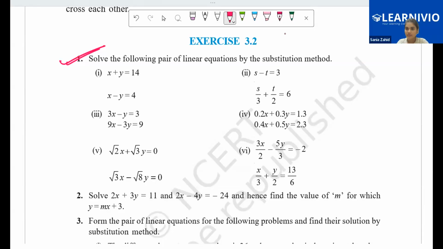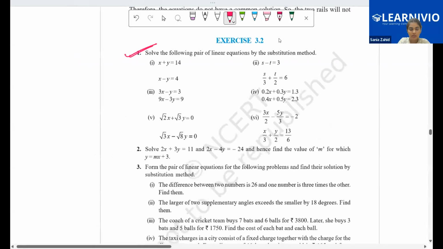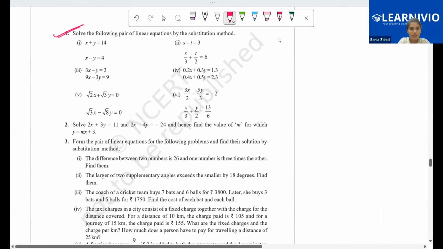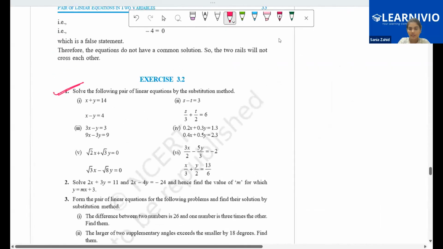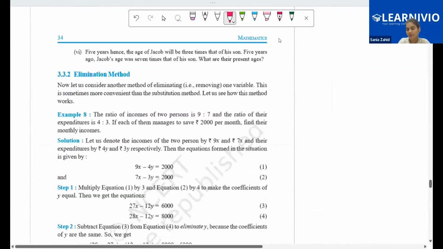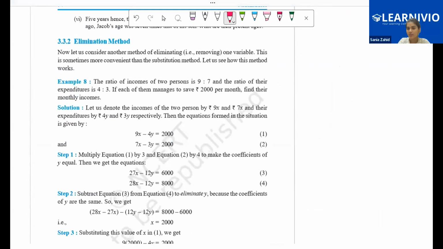Fine? All right. So for today, we'll just keep it up till here. I hope everything was clear to you. Now in the next class, we will be discussing this 3.2 exercise, and if we have time, we'll also be coming to the elimination method. So just keep revising.